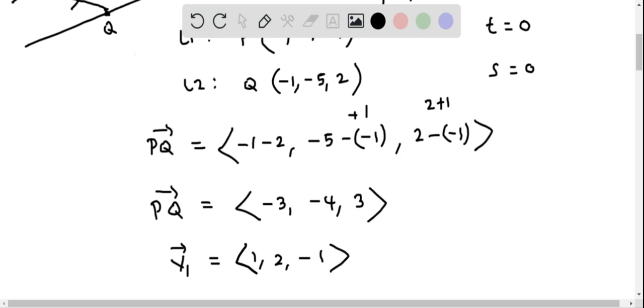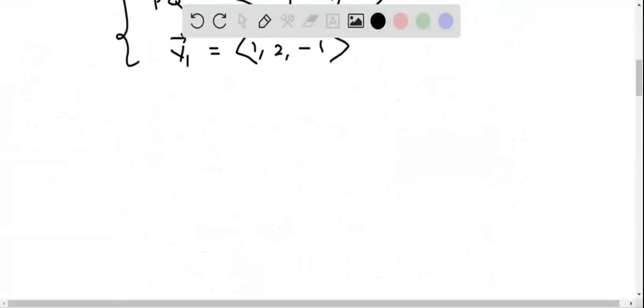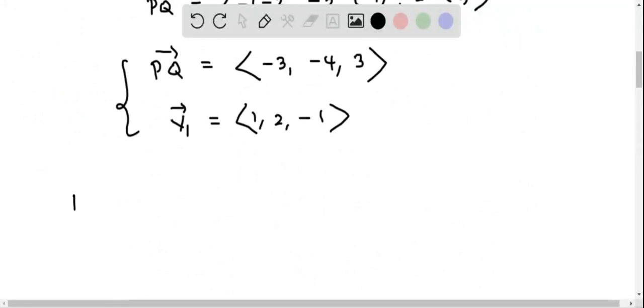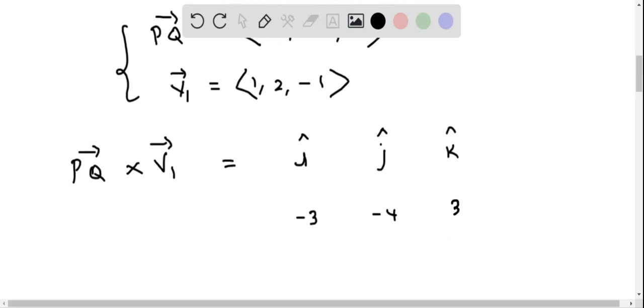Now we determine the cross product of these two vectors, that is the PQ vector crossed with the V1 vector, because according to the formula, we have to find the cross product of these two vectors and find its magnitude. So let's determine it. I write down PQ vector cross V1 vector. I'm going to use the determinant form. So I put i hat, j hat, and k hat, which are the unit vectors along the coordinate axes. Now I write down the PQ vector, that is -3, -4, and 3, and in the third row, I write down the V1 vector, that is 1, 2, -1.